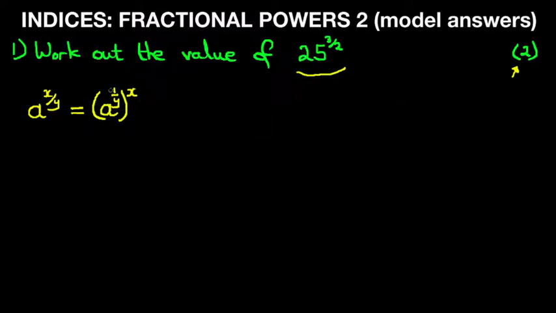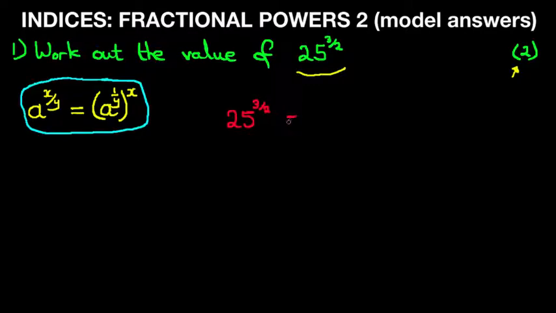Now let's put a circle or a ring around this. This is the formula that we will be using. So let's go through our question. So we have 25 to the power of 3 over 2. So this becomes 25 to the power of a half, brackets, to the power of 3. So we have separated the 3 over 2 to make it easier to work out.